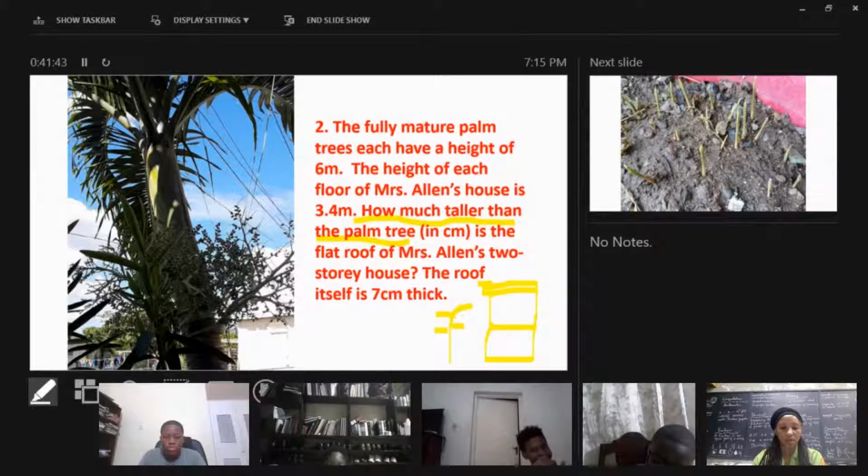How much taller than the palm tree is the top of the flat roof? Miss, since the top of the flat roof is 7 centimeters, and the height of the palm tree, Miss, is 600 centimeters. Okay, 600 from 7. Oh wait, Miss, that's 539. You're taking 600 from 7. Oh, yes. 7 from that. Just that.